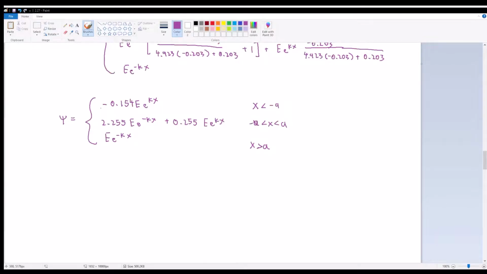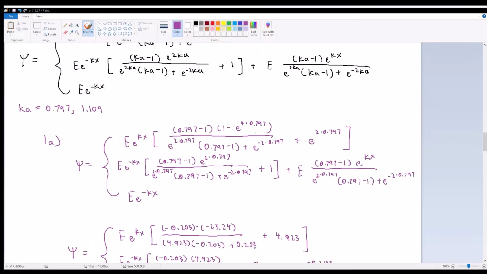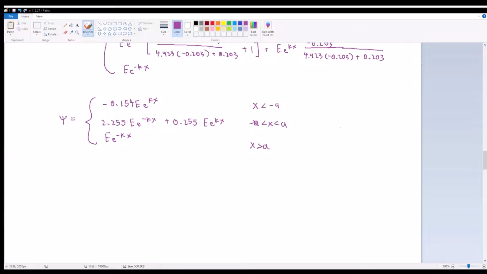So first off, we have Ka, right? We have the fact that Ka equals 0.797 here. So what that means is that k itself is equal to 0.797 over a. So if we substitute that in, then what we're going to get is that psi is equal to negative 0.154 times e to the 0.797 over a times x, when x is less than negative a.